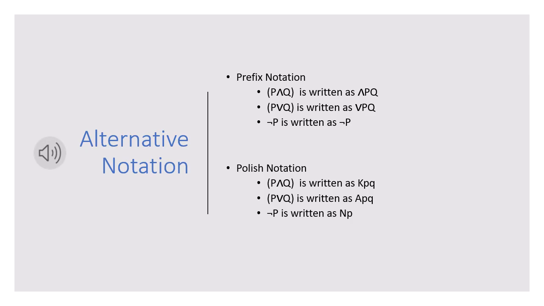And then there's also Polish notation. Polish notation essentially uses prefix notation with the difference that instead of using capital letters to represent sentences, they use lowercase letters. So instead of capital P and capital Q, they use lowercase p and lowercase q. They use prefix notation, but instead of these strange symbols that we're introducing, the conjunction, disjunction, and negation symbols, they just use capital letters from the alphabet. For the conjunction, they use capital K. For the disjunction, they use capital A. And for the negation, they use a capital N.